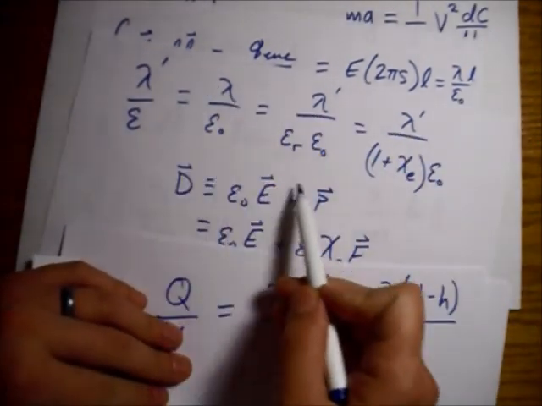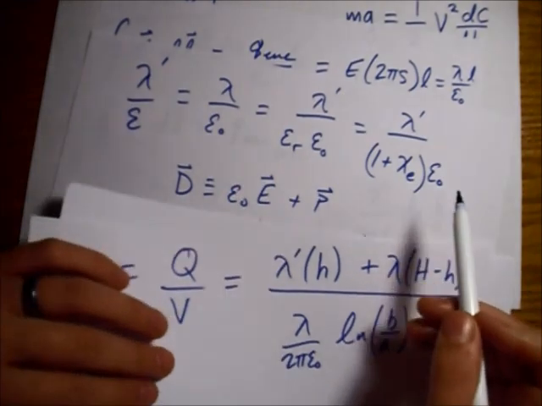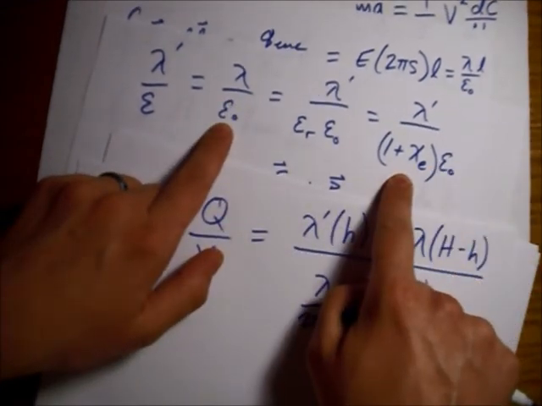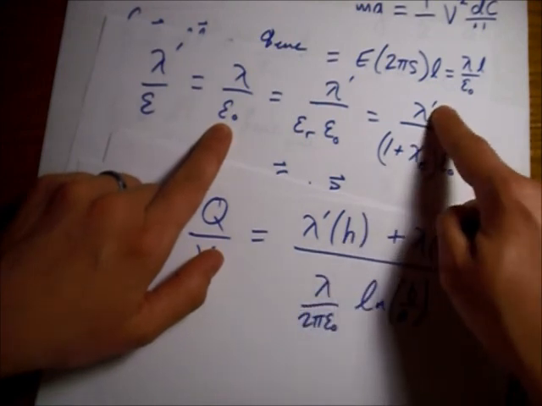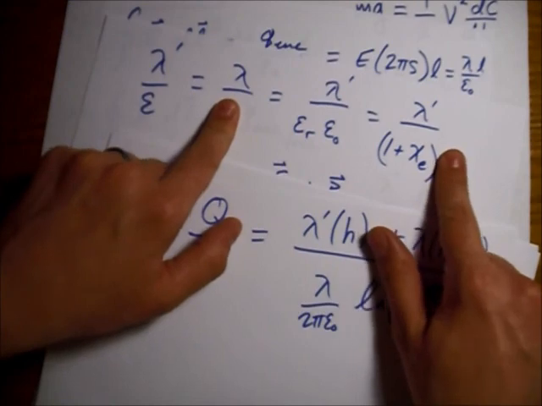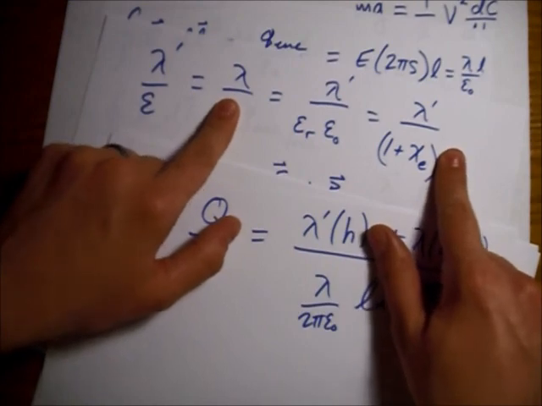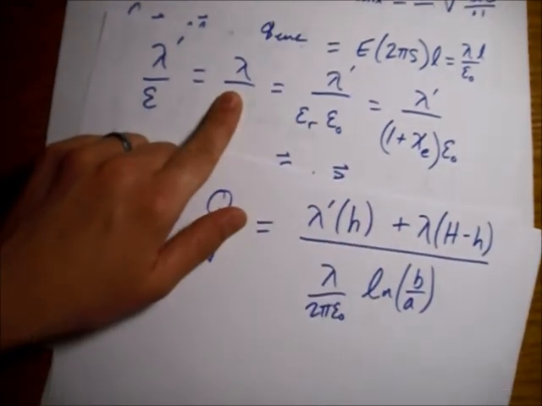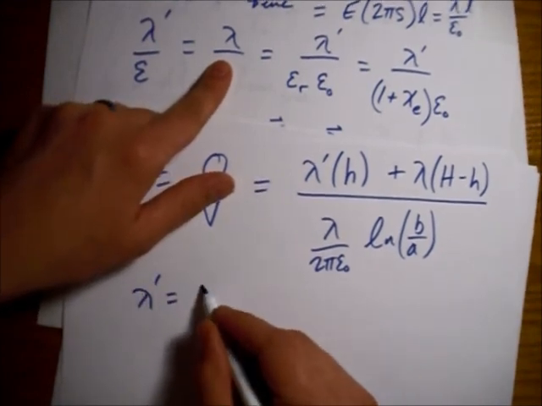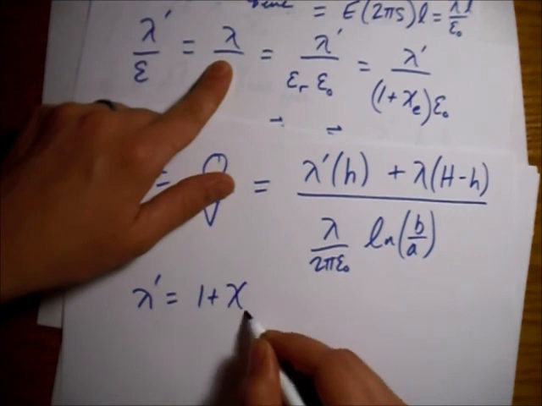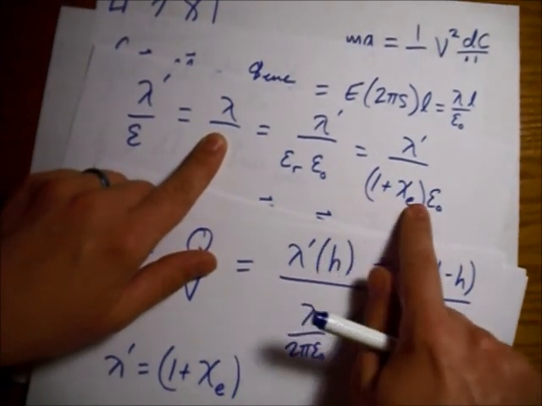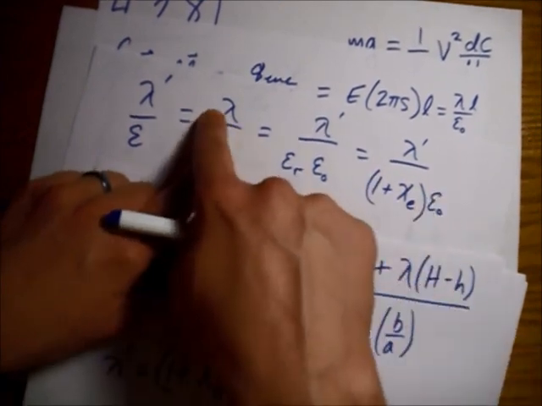Let's solve this equation up here for lambda prime. I'm looking at this piece right here and this piece right here, and I'm going to be solving for this lambda prime. We see there's a permittivity of free space on each one of these, and then I just need to multiply this up on this side. So what I get is lambda prime is equal to 1 plus the electric susceptibility, this piece right here, multiplied by this lambda.